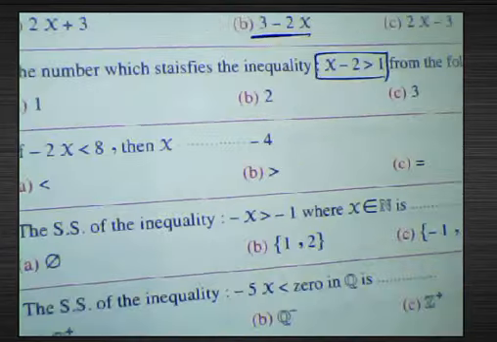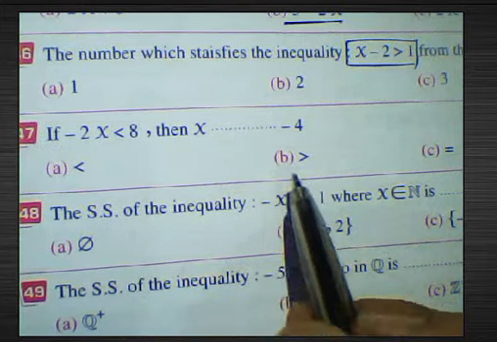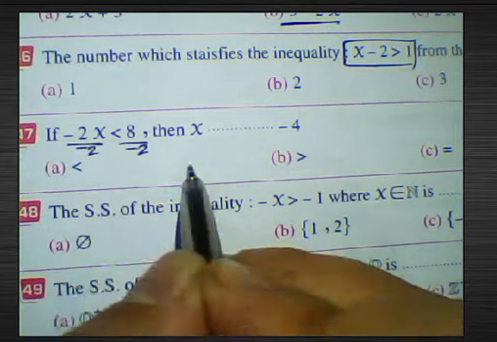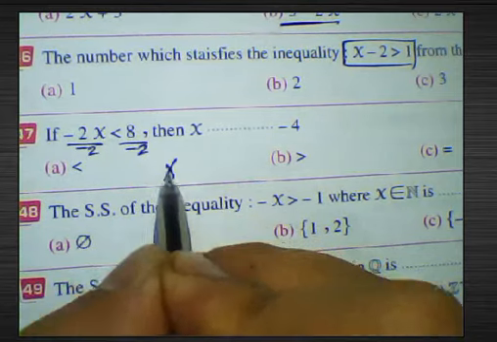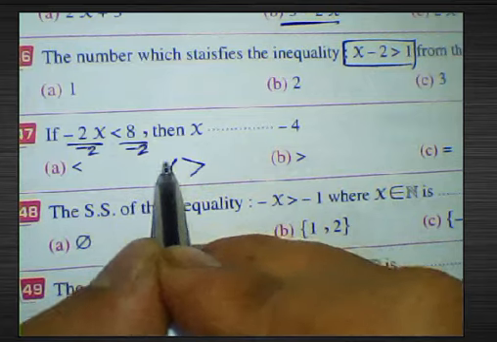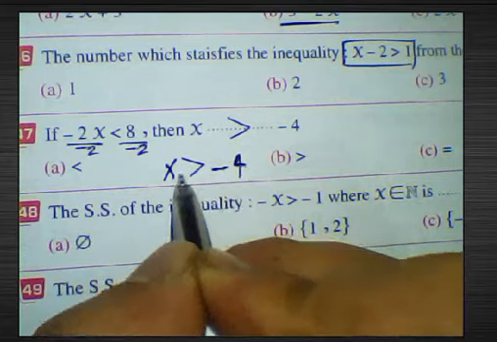If -2x is less than 8, then x and -4, which is greater? We can divide by -2 here to solve the inequality, and we must reverse the sign. It will be x greater than 8 divided by -2, which equals -4. So x is greater than -4.